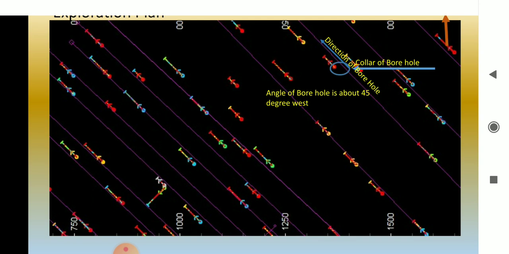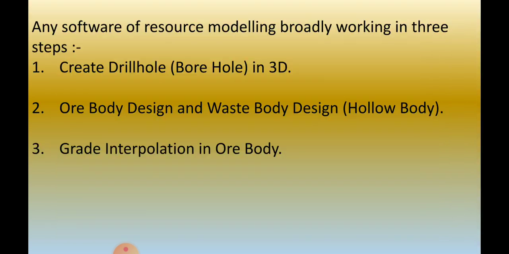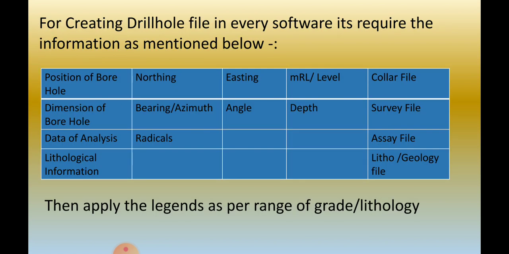So what data we extract from that exploration plan is like this: northing, easting, and MRL. Actually, it is the position of the borehole. We get it from that exploration plan. Dimension of the borehole means the bearing, angle, and depth. We can also get all that information from the exploration plan. Data of analysis, which are the radicals. We also get the results of the core, and lithological information, which is the litho and geological information.